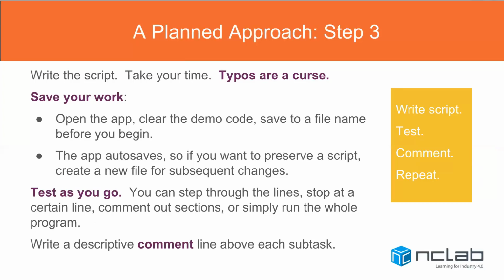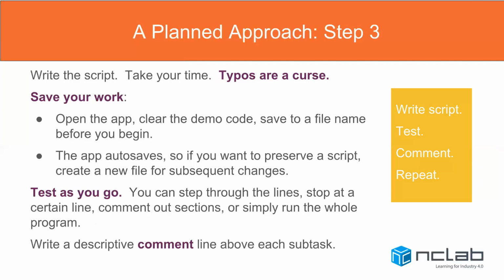Test as you go. So don't write 200 lines and then start to test. Test as you go. All you need is that show command to see what you're doing. You can step through the lines and build it piece by piece. You can stop at a certain line. You can even comment out a section by putting a hashtag in front of it if you don't want it to print that part. Or you can run the whole program as it exists. But you'll certainly catch a lot of errors if you test as you go rather than waiting until it's late in the game.